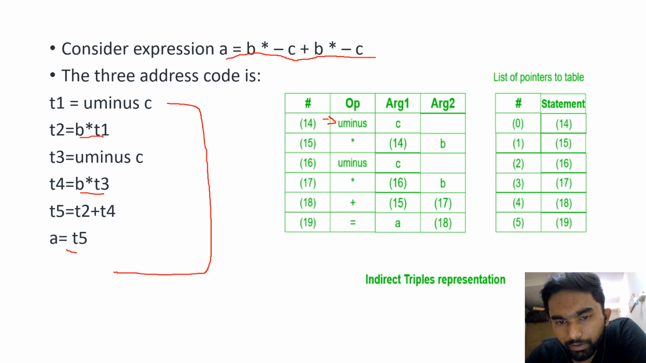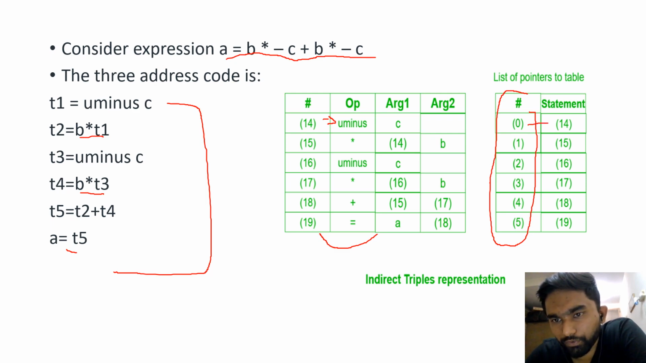Now for pointer 19, a equals whatever value points to pointer 18, and that value points to pointer 19. Now the main difference is in indirect triples we have an array of pointers. So what do these pointers do for us? Pointer 0 points to pointer 14, pointer 1 points to pointer 15. So here we have a pointer for each pointer.